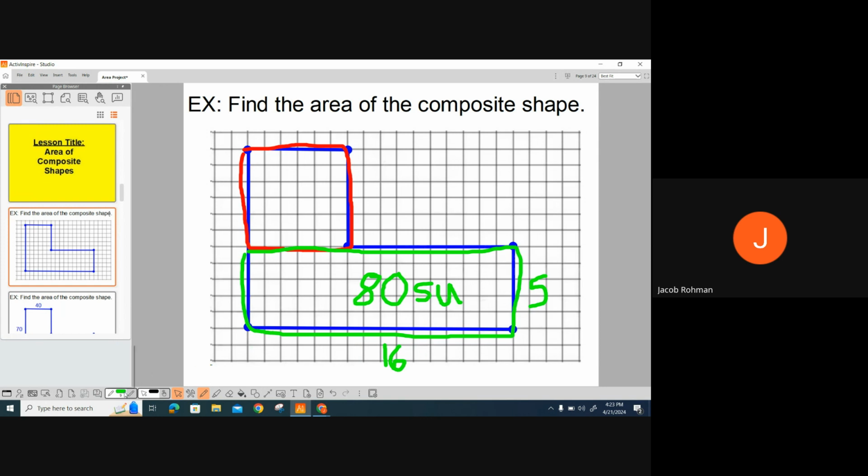And then the area of the red, since it's a square, we say 1, 2, 3, 4, 5, 6. So it's 6 by 6. We know that the area of this shape is 36 square units. Then adding those two together, 36 plus 80, you get 116. So I'm going to write that in blue: 116 square units as the area of the composite shape.